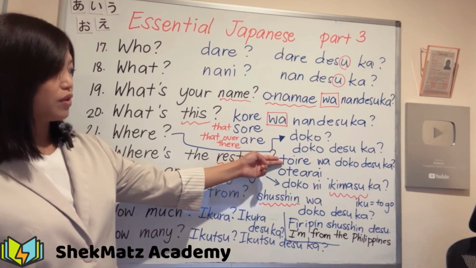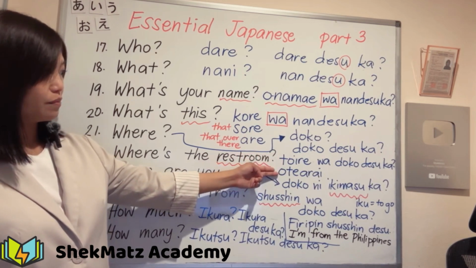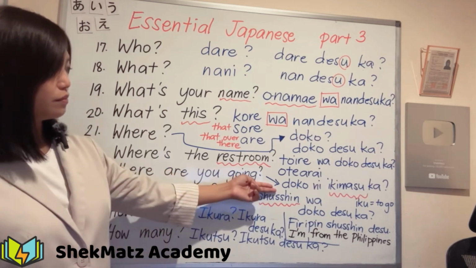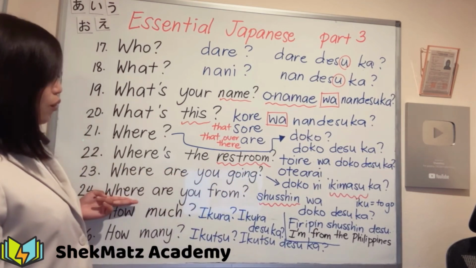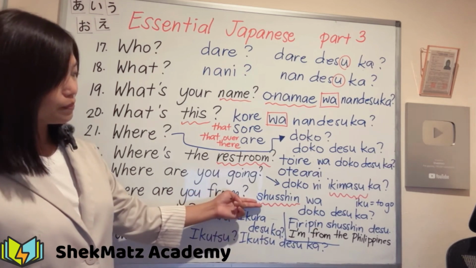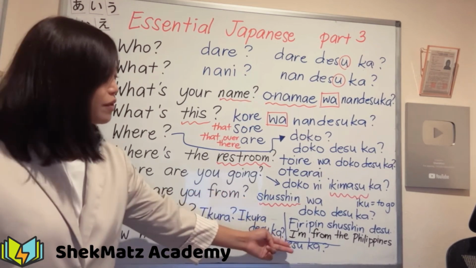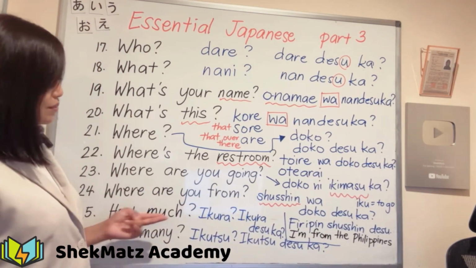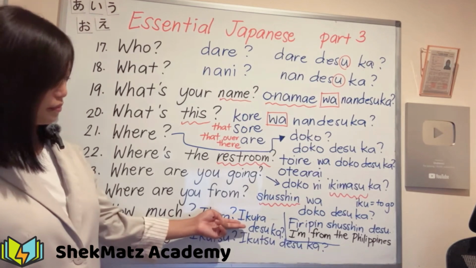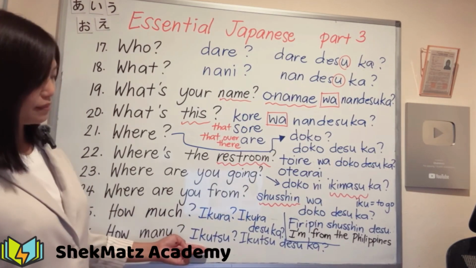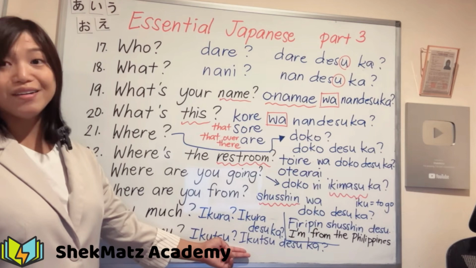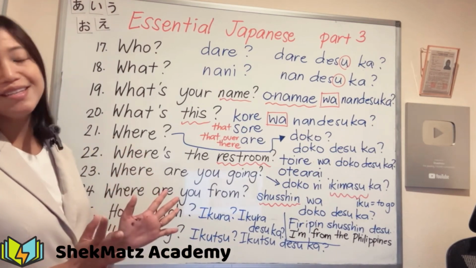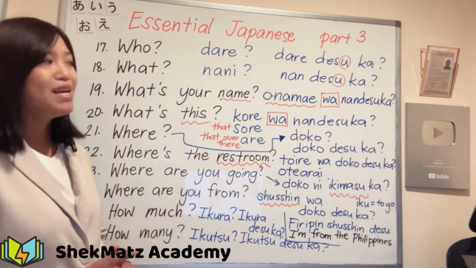Where's the restroom? トイレはどこですか？ Or, お手洗いはどこですか？ Number 23, where are you going? どこに行きますか？ Where are you from? 出身はどこですか？ I'm from the Philippines. フィリピン出身です。 How much? いくらですか？ How many? いくつですか？ All right. Okay. So those are some questions in Japanese, essential questions in Japanese.